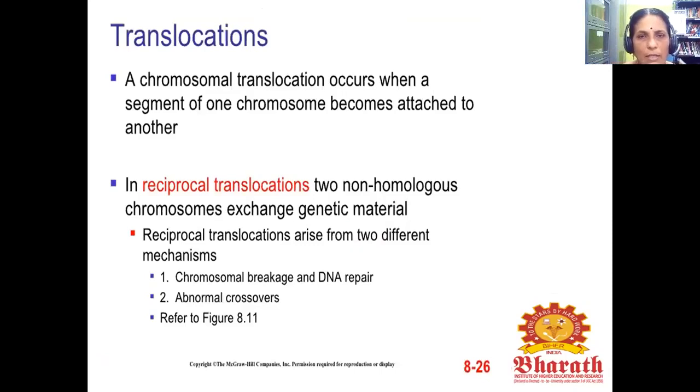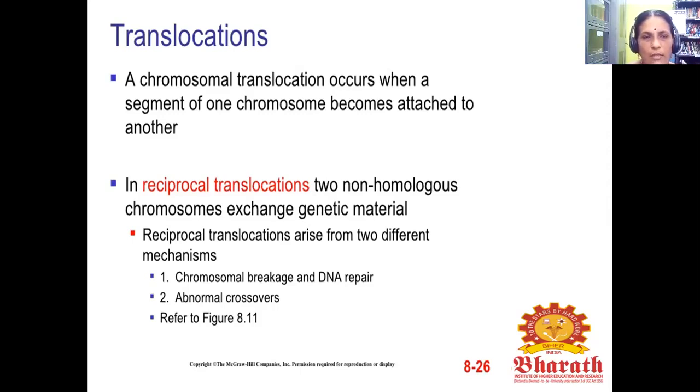A translocation occurs when a segment of one chromosome becomes attached to another. In reciprocal translocation, two non-homologous chromosomes exchange genetic material. Reciprocal translocation arises from two different mechanisms: one is chromosomal breakage and DNA repair, and the second is abnormal crossover.